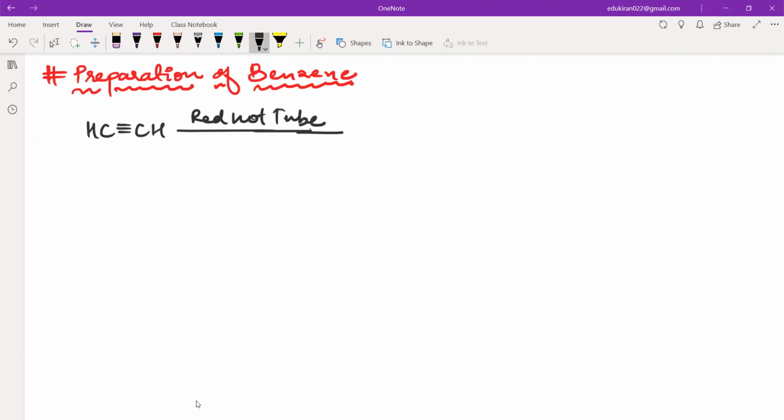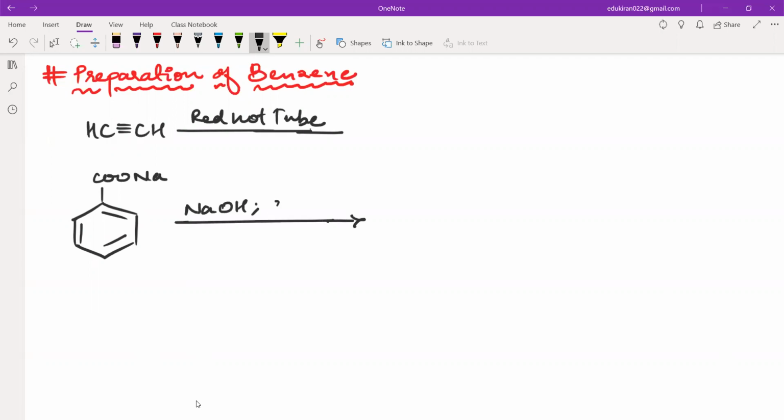Next method of preparation is from the sodium salt of benzoic acid. So in benzoic acid, you will just add NaOH and you will get COONa, which is the sodium salt. And if you keep that with some more NaOH and calcium oxide and apply some heat, then you will be getting the benzene ring.